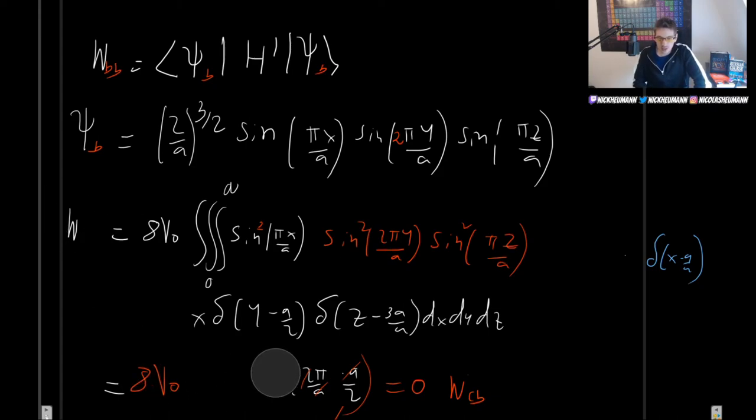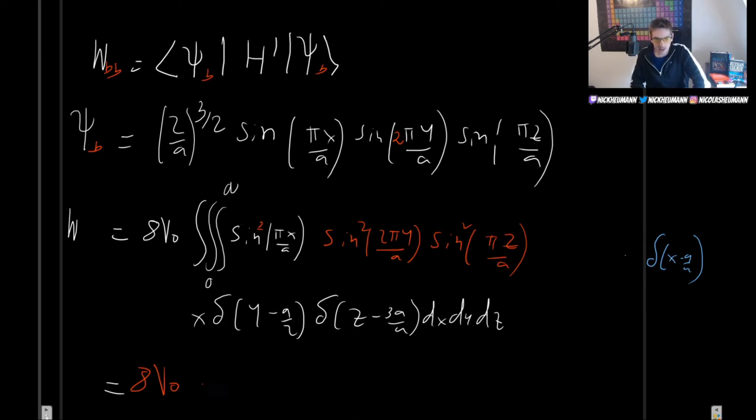And fortunately for us, we have already done most of this. So this first part is 1/2. This last part is also 1/2. Now the only question is, what is the middle part? So that's going to be sine squared of 2 pi over a times a over 2. So this cancels out. And what do we get?